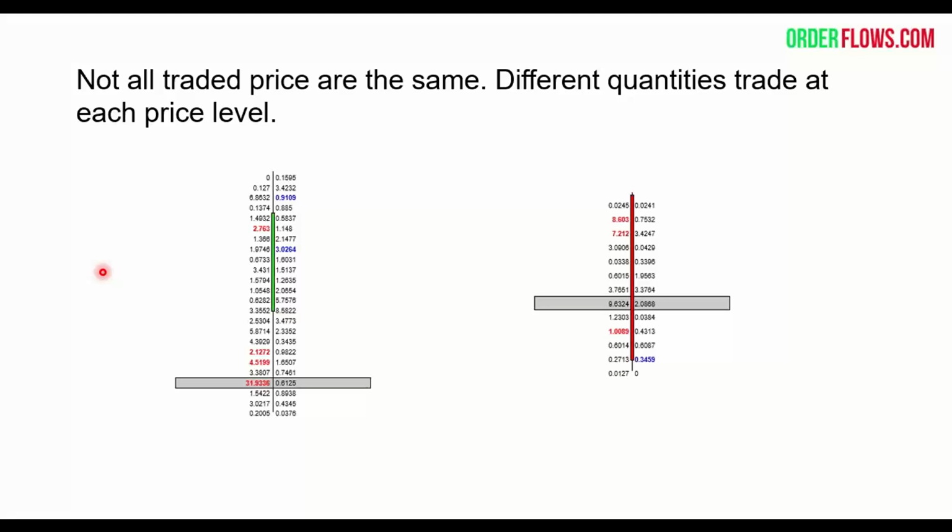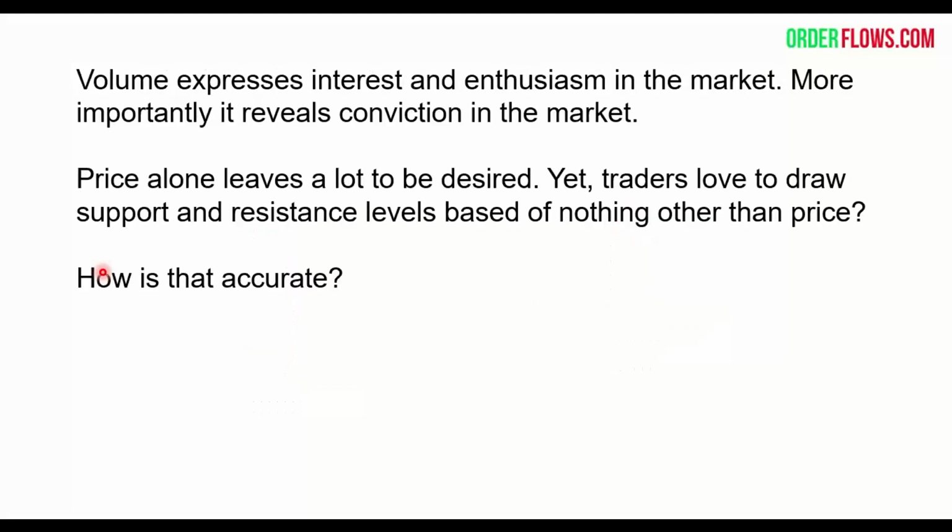But even if no contracts are traded, you're not going to notice that in a normal bar chart. If you're looking at a footprint chart, you're going to see that right away. So volume expresses interest and enthusiasm in the market. More importantly, it reveals conviction in the market.